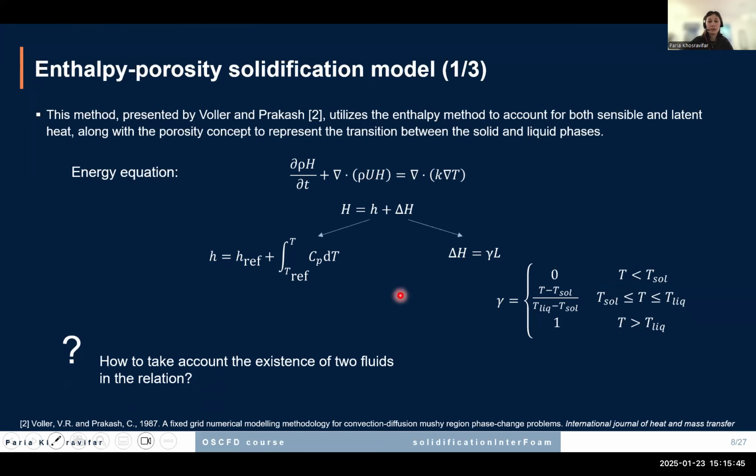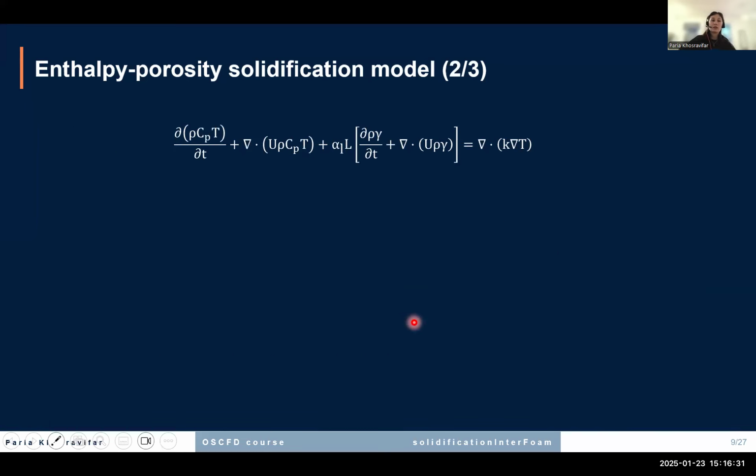Instead, we will use this relation, in which alpha L represents the liquid volume fraction from the volume of fluid method. In this case, where we have gas and liquid, alpha L will be 0 in the gas phase and 1 in the liquid phase. So this term will be only valid in the liquid phase. By substituting enthalpy, and considering all these points, we will have this relation for the energy equation.